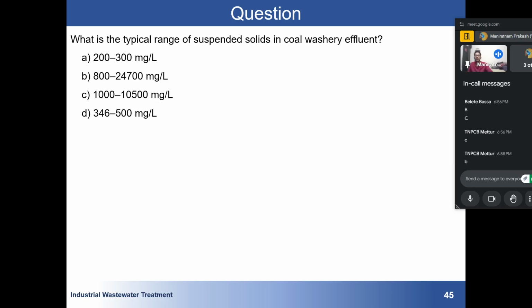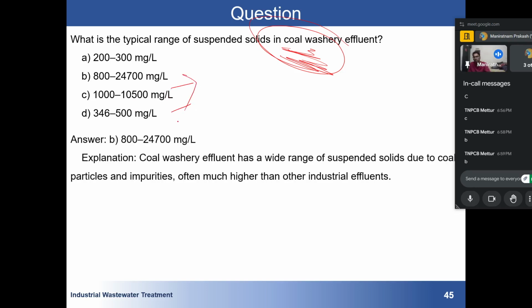What is the typical suspended solid in the coal wastewater? To answer this question, you can also use your common sense. Even if you haven't watched the video, you can answer this question. B. Is it your answer? Is your answer B? The correct answer is B only. It's correct because a huge amount of wastewater is produced in coal washing.